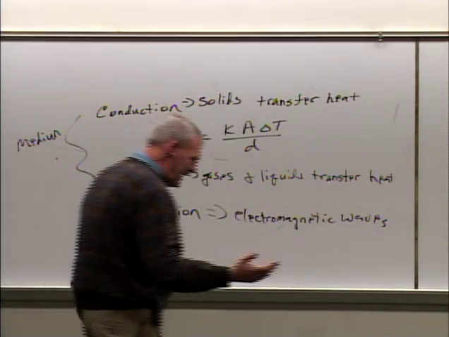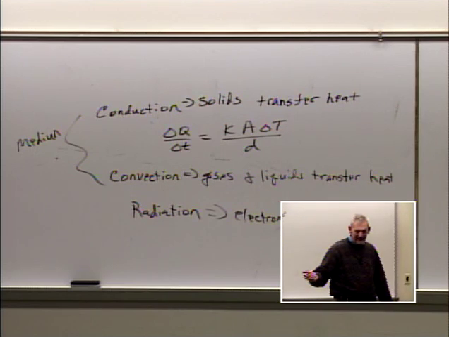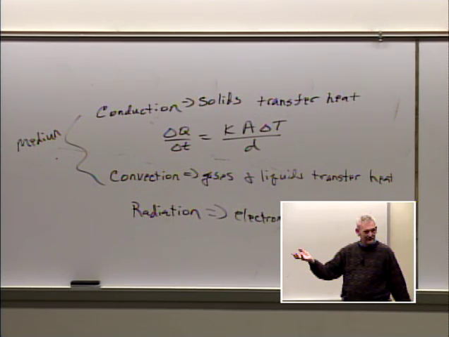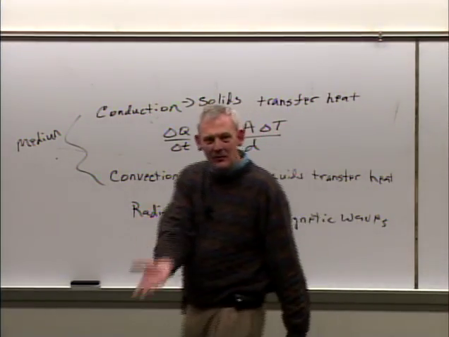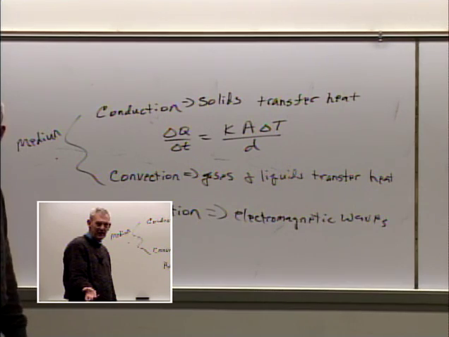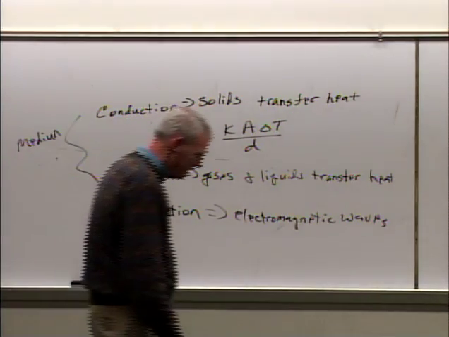A classic example is those, like at Wendy's or something, where they've got the red lamps over the food that's keeping your fries nice and limp. That's infrared, which is heat radiation coming out of those lamps, in the form of infrared light, in that spectrum.